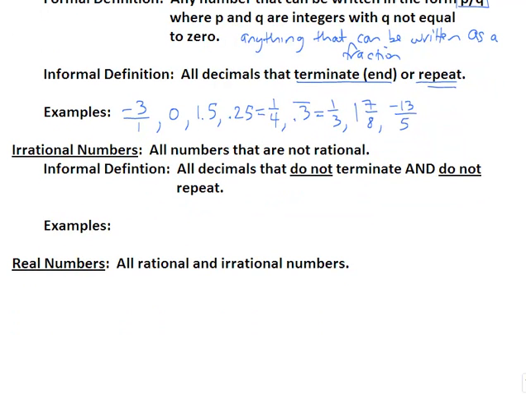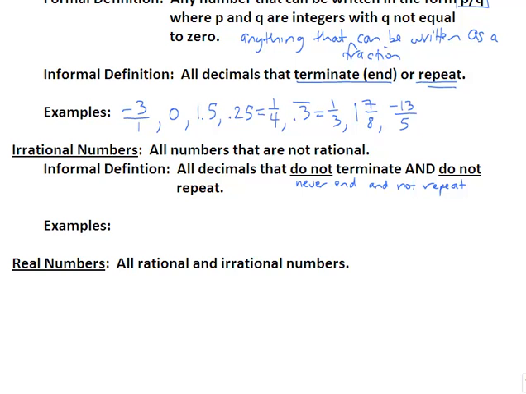The next set of numbers that we're going to talk about are just the opposite of your rationals, and these are called your irrational numbers. Irrationals are all numbers that are not rational. So if we refer to our informal definition, that refers to the fact that you're looking for decimals that do not terminate, so they should never end, and at the same time they should not repeat. So these would be decimals that go on forever with no specific pattern.